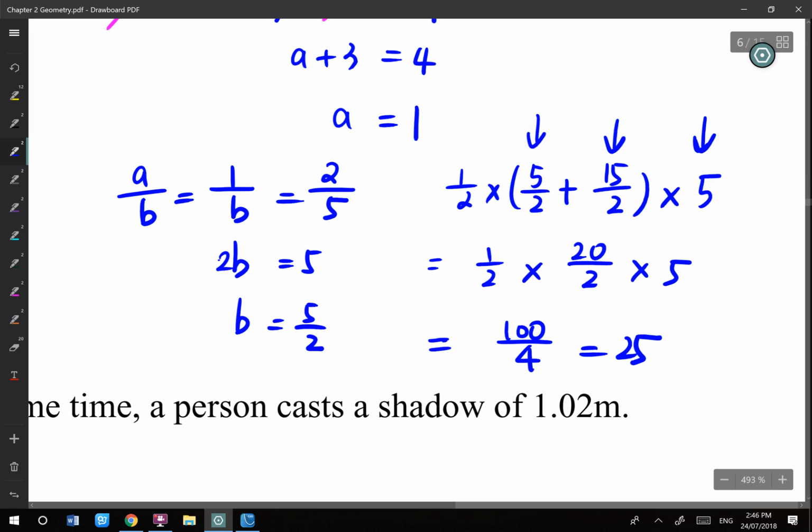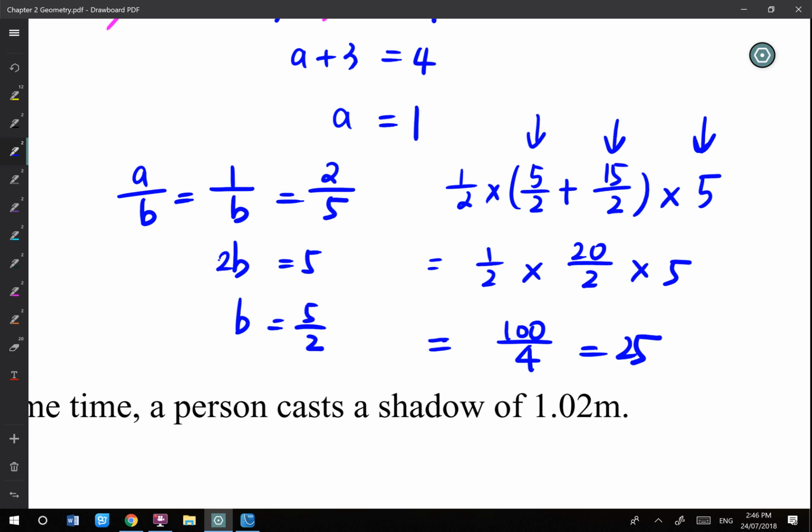Use this small one's area to work out the light blue length, and then I can find the bigger shape's length by using the scale factor. And then I can find the area by using the area of trapezium formula. That's the first way to do it.